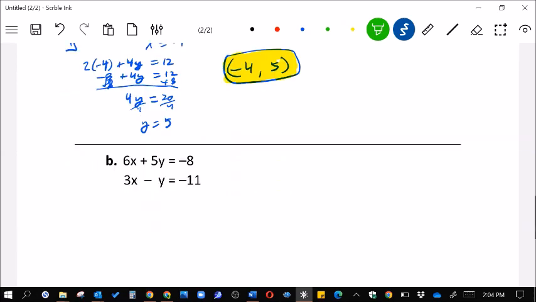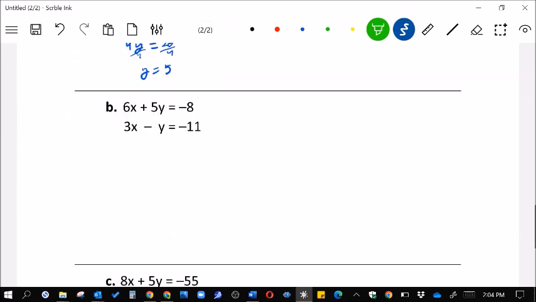Let's take a look at the second one on this page. And what we see here is we cannot just simply add these. If I were to do that, and don't do this, I'm going to erase it in a moment, 6 plus 3 is 9x. 5 take away 1 is plus 4y. And negative 8 plus a negative 11 is negative 19.